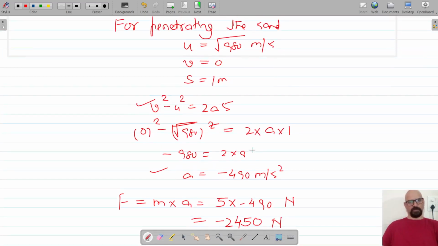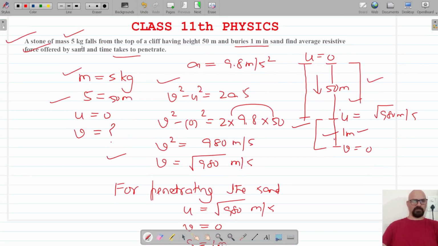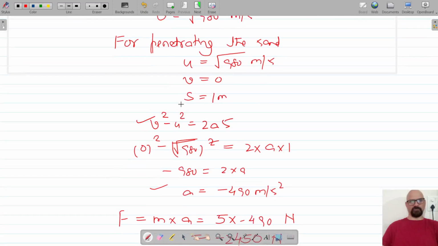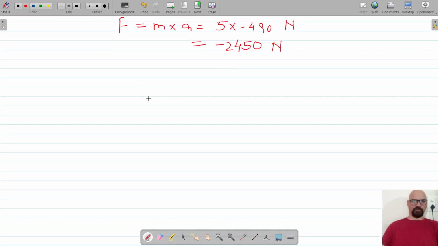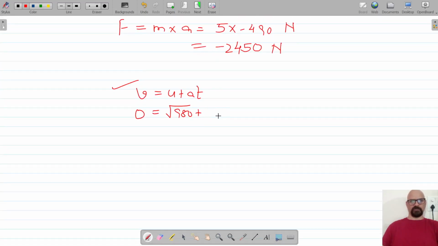Now we have to calculate the time as well. This is the resistive force offered by the sand, and we have to calculate the time it takes to penetrate. So let's use v is equal to u plus at, where the final velocity when it penetrates into the sand is zero, the initial velocity is the root of 980, and the acceleration is minus 490, into t.